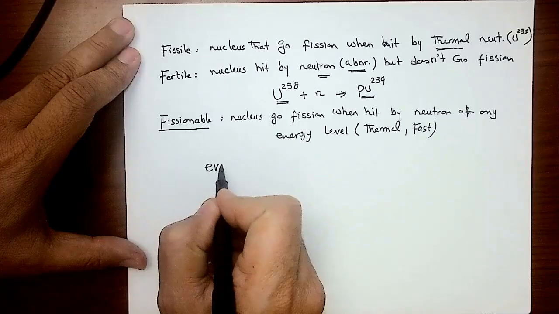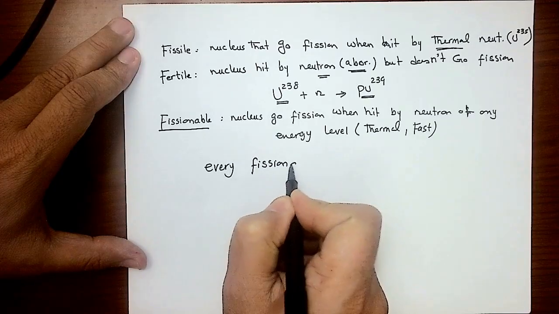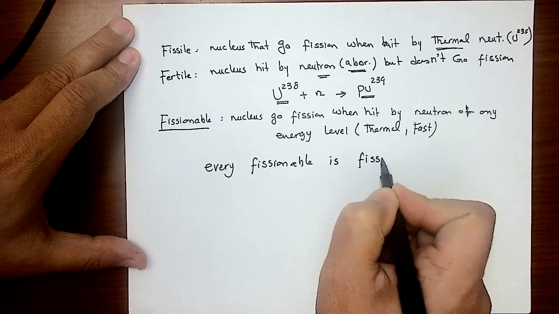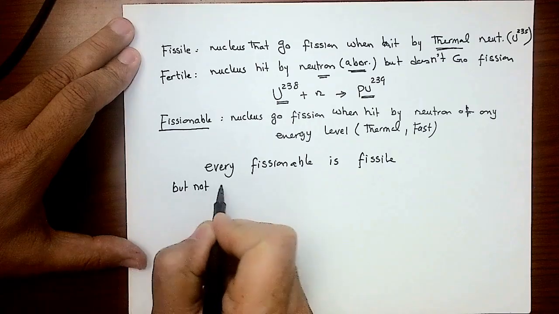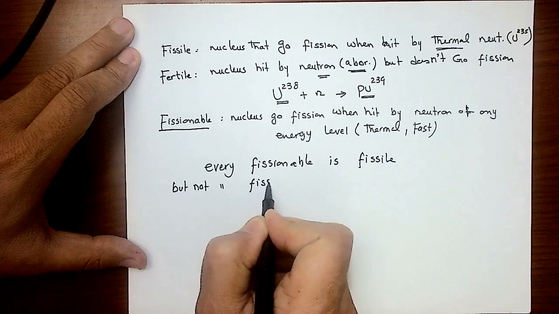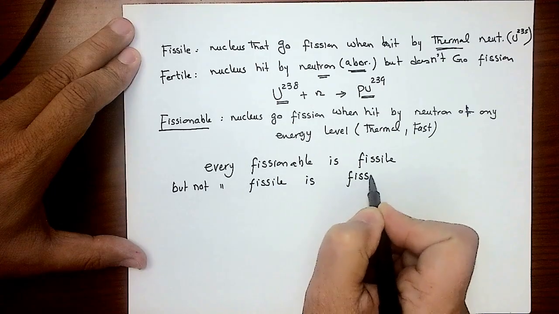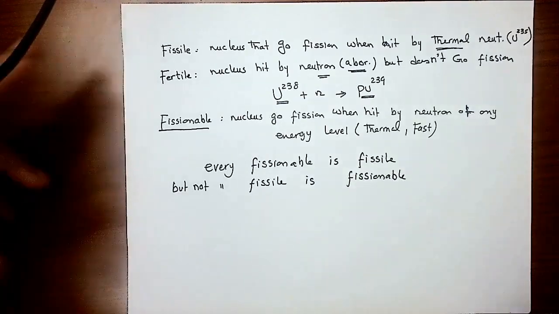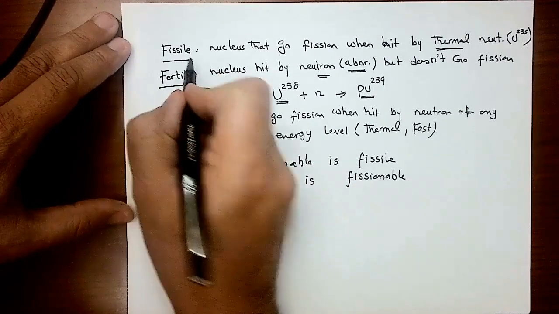So every fissionable is fissile, but not every fissile is fissionable. Just for simplicity, we used to say fissionable atom, fissionable nucleus, but I want to be sure that you get the difference between each one of them clearly.